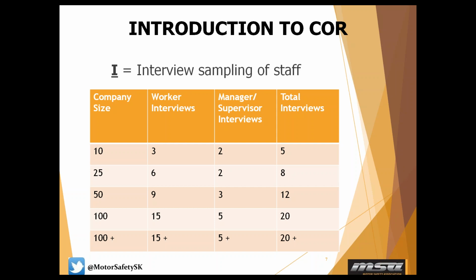Interviews, as you can see, we use an interview chart to obtain a sampling of your staff. And this chart will give us a guideline of how many people to interview. If you have 10 employees at your organization, we would be conducting 5 interviews, 3 workers and a manager and a supervisor to give us a total of 5.